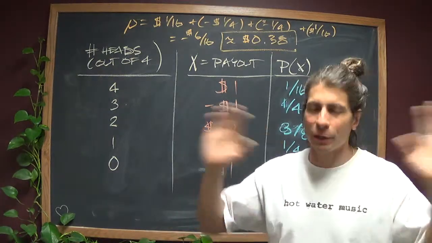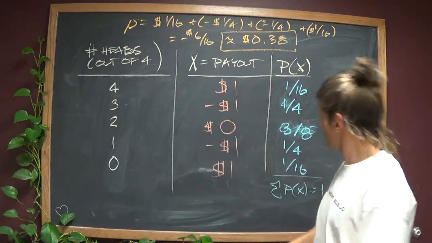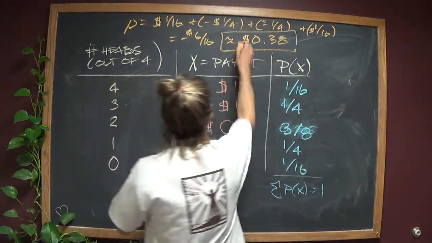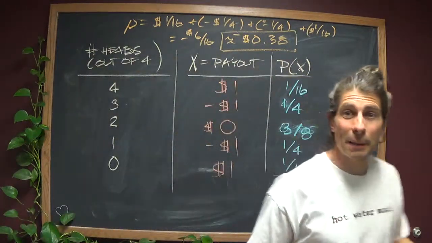Well, just think of it over time. Forget the out of 16 games. Over time, you're handing me 38 cents. And I forgot the most important part of that. Excuse me. The most important part of that is the negative sign. It's negative 38 cents per game.